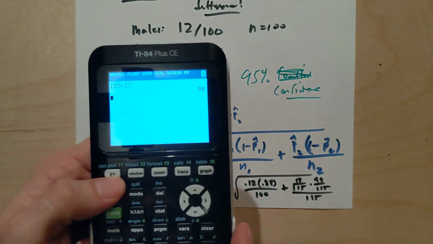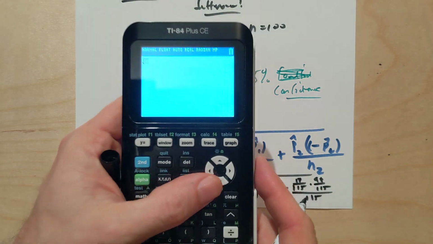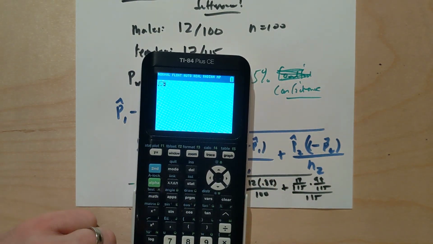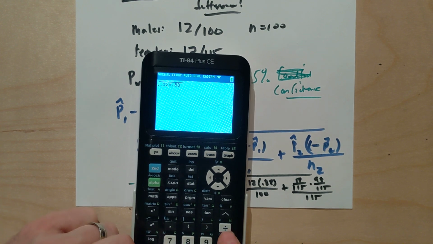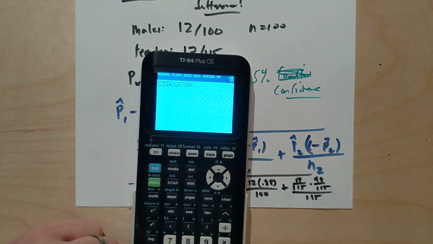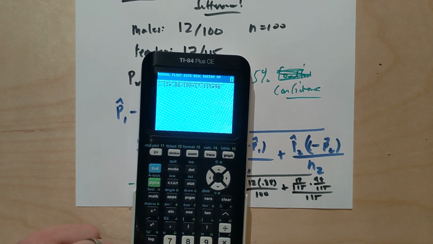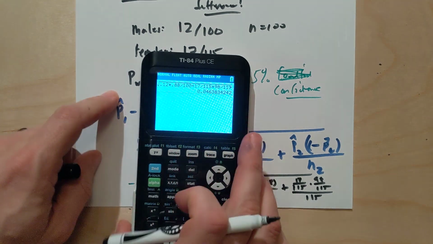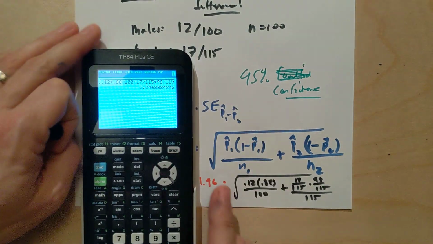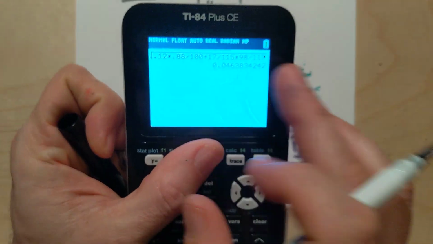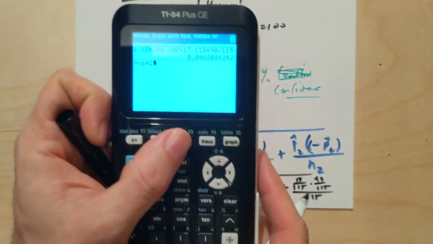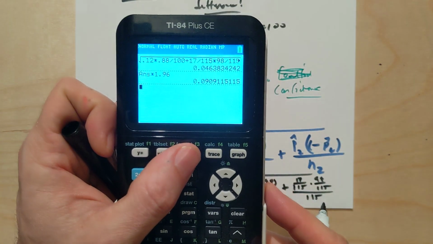Now, this is going to be a little bit different than my last standard error. That's no problem. Let me stick it in the calculator. Again, that was 0.12 times 0.88 divided by 100 plus 17 out of 115 times 98 divided by 115 divided by 115. Oh my gosh, it's crazy. And I get here 0.4638. So that's my standard error, 0.4638. I'll multiply that by 1.96 to get the margin of error, right?